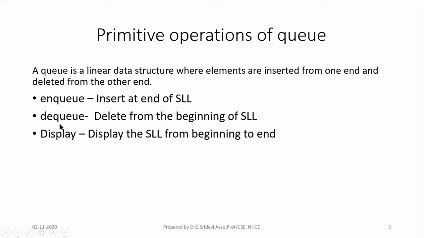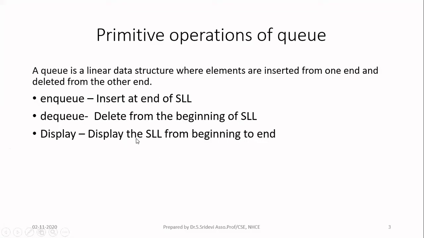So here I am going to insert the element at the end of the singly linked list. If I want to delete the element, I have to delete the element from the other end. Since you are inserting at the end, the other end is nothing but the beginning. So you have to dequeue the elements only from the beginning of the singly linked list. Remember this, in case of a stack, we have done both push and pop at the beginning, whereas in case of a queue, you perform the enqueue operation at the end of the singly linked list and the dequeue operation at the beginning of the singly linked list. And display is nothing but you are going to display the singly linked list from beginning to the end.